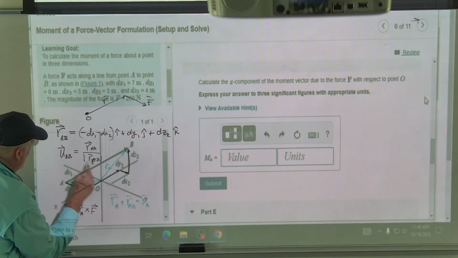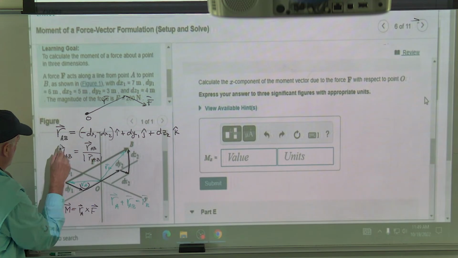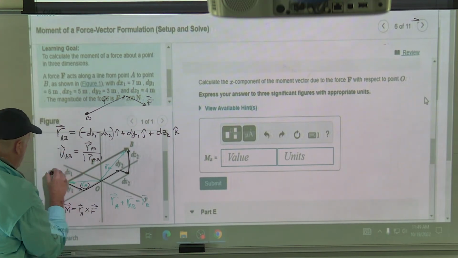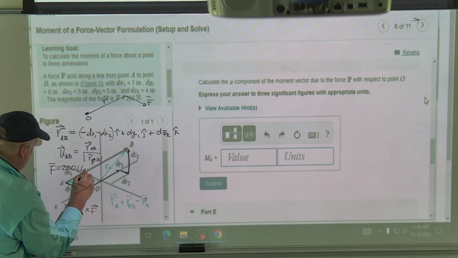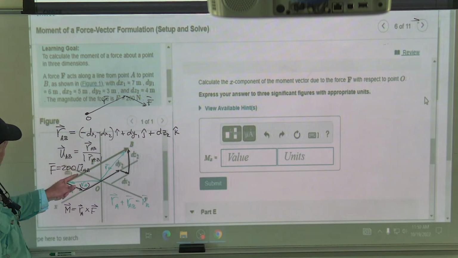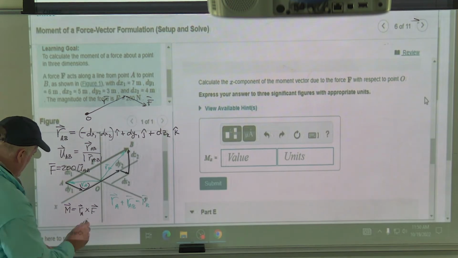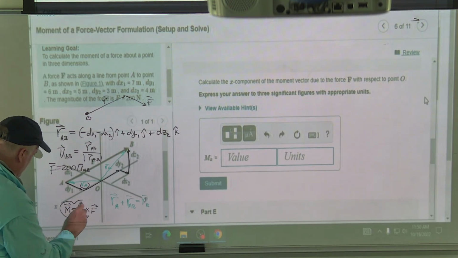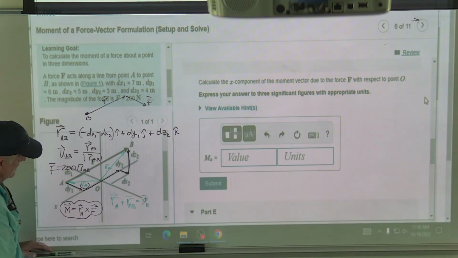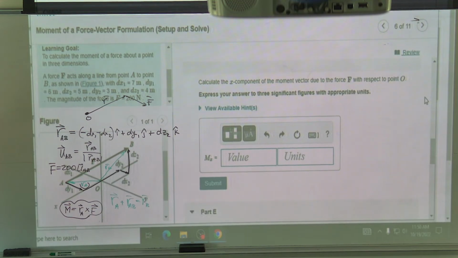And then you have to know this in order to find the unit vector, and the F in my case becomes 200 times the unit vector to this AB. And so that's pretty much that.